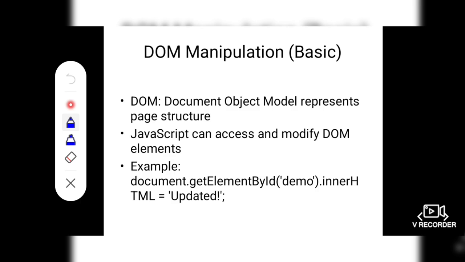For one thing, I'll give you an example on this DOM. See here, you have the example document dot get element by id, demo, inner html, updated. This is the syntax, guys. You have to write like this only: document dot get element by id, this is the id demo, dot inner html. You'll get updated. So you can change the content by using this. If I write here, see.